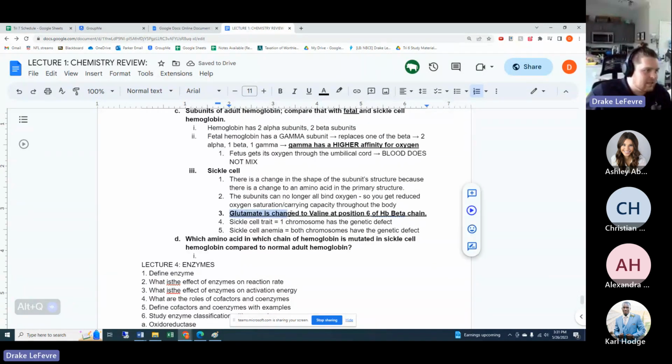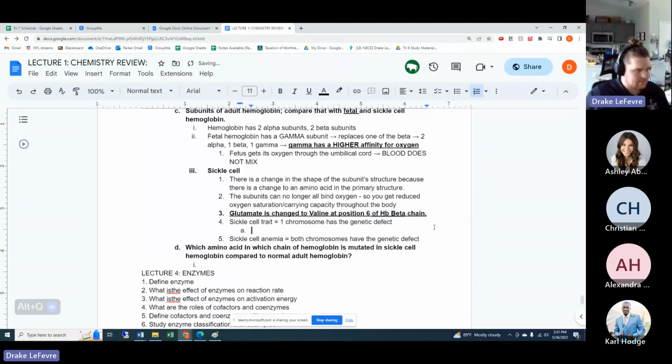Pretty crazy, right? That one single change completely changes the shape, and it does not allow it to do its job very well. Cool stuff, though. Fun little fact to learn about this as well in other classes and talk about this.